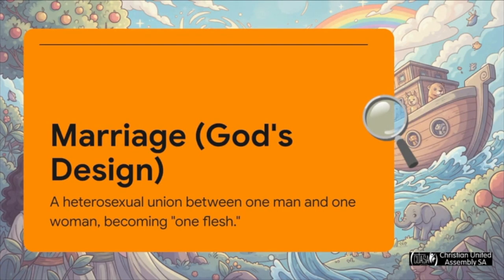And that union establishes the very first institution, marriage. The source defines this foundational design as a heterosexual union between one man and one woman. It's described with 3 key actions. A man has to leave his parents, cleave or be totally united to his wife, and the two become one flesh, which is described as the closest possible human bond.